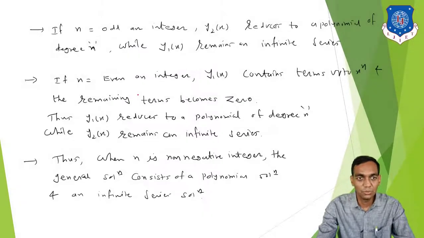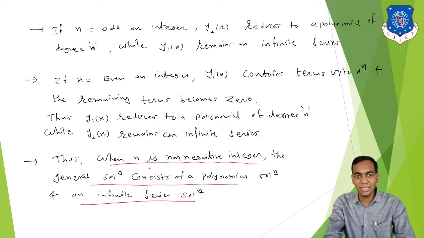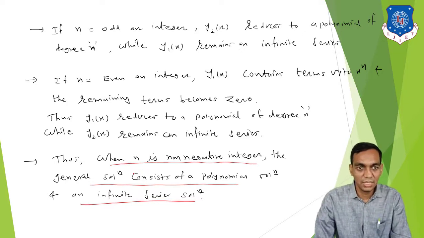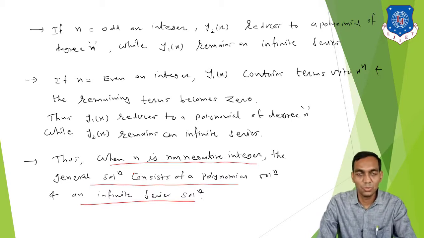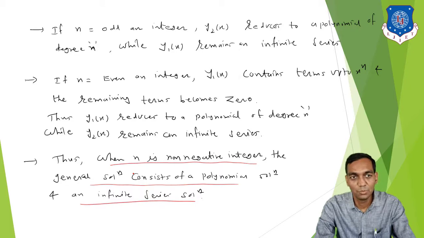Okay. So when n is a non-negative integer, the general solution consists of a polynomial solution and an infinite series solution. So if n has an integer value, in that case one of the solutions is going to be a polynomial and the second solution is going to be an infinite series.